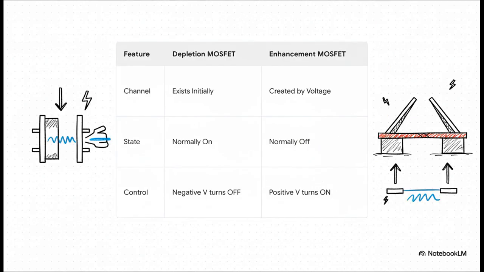So here's the easiest way to think about it, and this is a great analogy. A depletion MOSFET, think of that as a leaky faucet. It's already on, current is flowing. It's normally on. You have to apply a voltage to pinch it shut and turn it off. The enhancement MOSFET is the opposite. It's a faucet that's shut off tight. It's normally off. You have to apply a voltage to turn it on and get the current flowing.